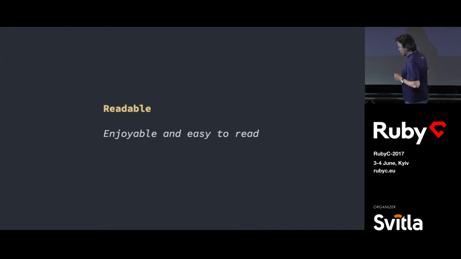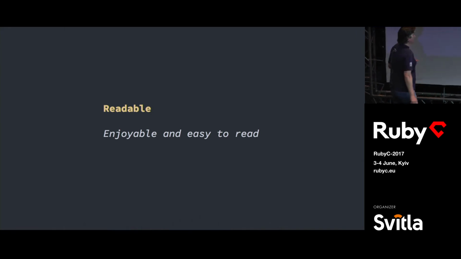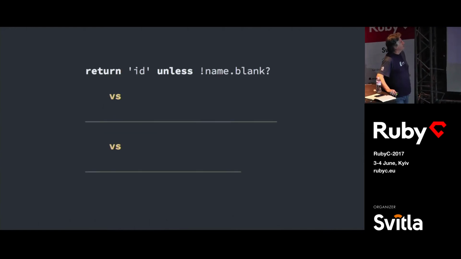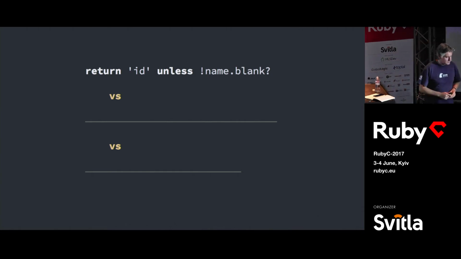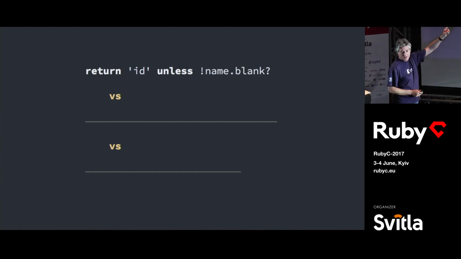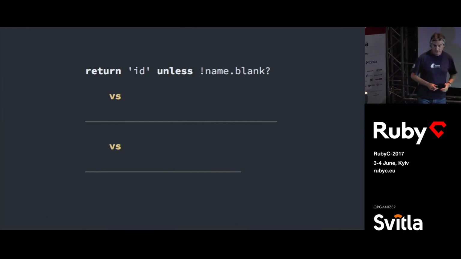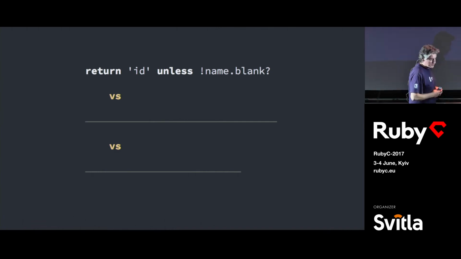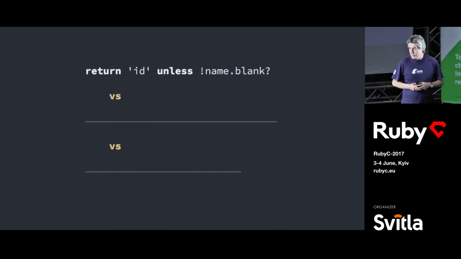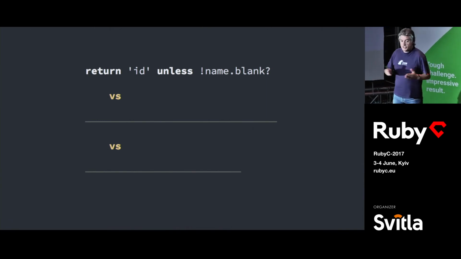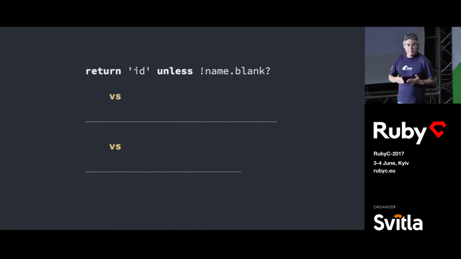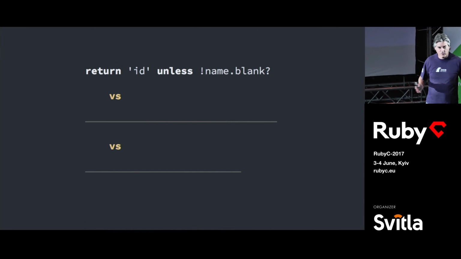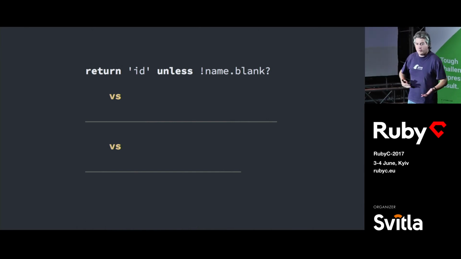Let's go with readable code. Enjoyable and easy to read. I took this from online. Okay, let's go with this one. Return something unless name is not blank. Real code. Okay. The reflection here is, in general, human beings are bad at negations. We got this brain. This brain is not well suited for negations. Have to, more costly, all right?